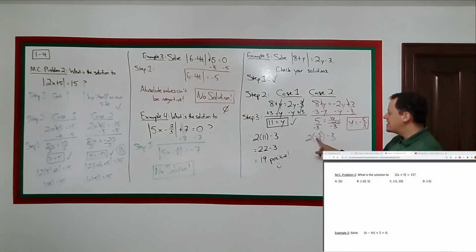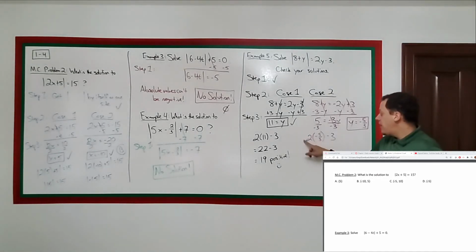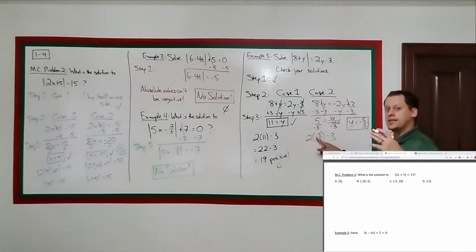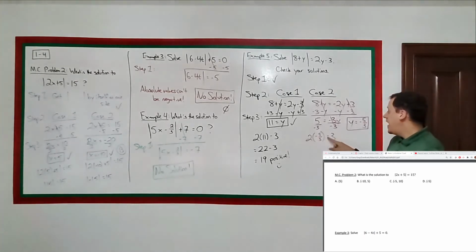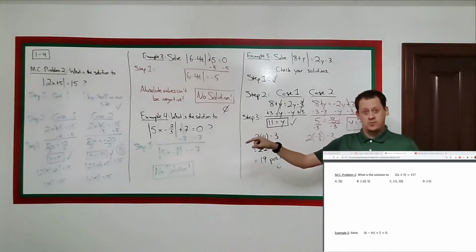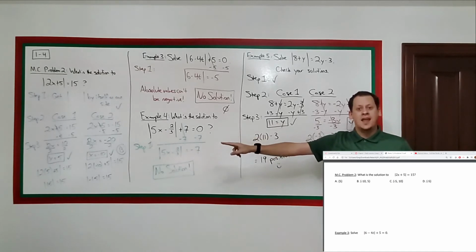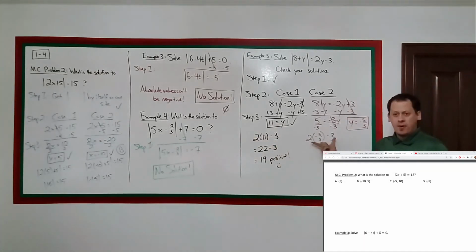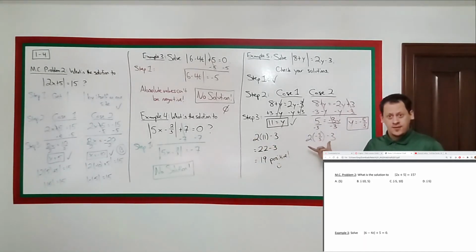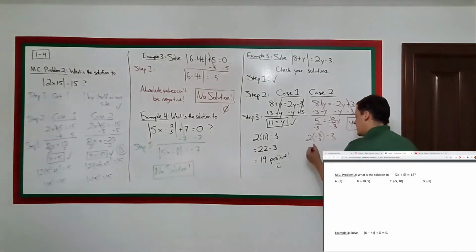This is 2 times a negative number. Positive times negative is negative, right? And then we're subtracting 3 more. We're going further into the negative numbers. So is this going to be a positive or negative when we're all done? It's going to be negative.